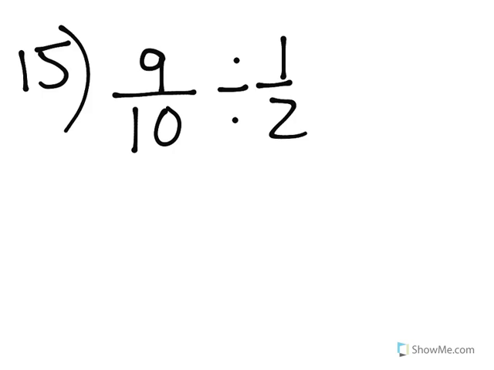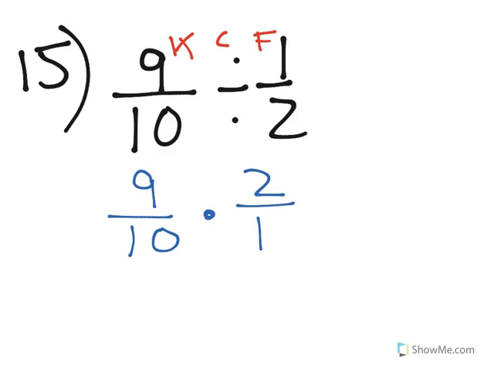Okay, the next one I was going to do is number 15 on the back side. These are just proper fractions, so you don't have to do the first step. So all you're going to remember is you keep, change, flip. So remember, keep the first fraction, change division to multiplication, and take the reciprocal of the second fraction.